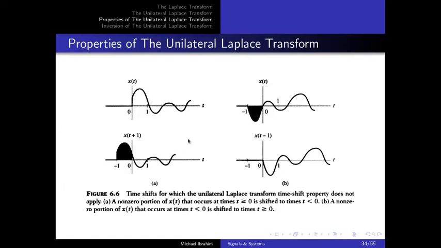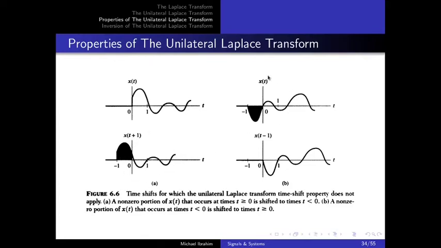So here again we have an example to discuss the situation. If this is x of t, this is x of t plus 1. So we had a non-zero part of the signal which was happening for t larger than 0, now shifted before 0. In this situation we cannot apply the time shift property.